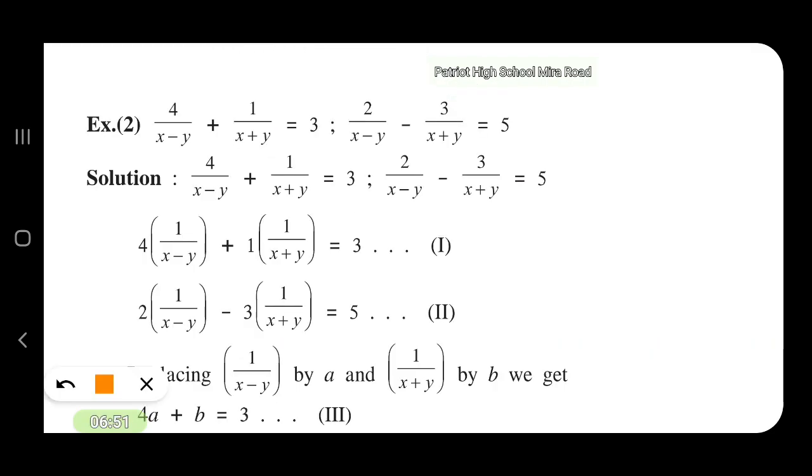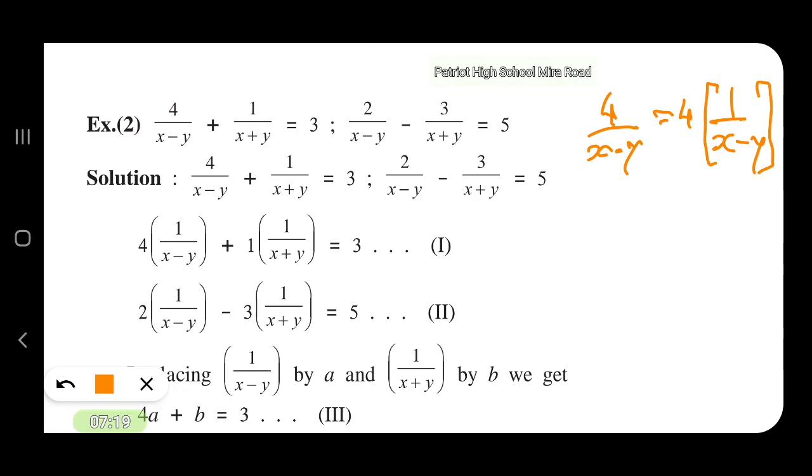Example 2. Here we have, for example, let us consider only the first term. It is 4 divided by x minus y, which can be rewritten as 4 multiplied by the bracket 1 upon x minus y. It is one and the same, because if we multiply 4 with 1 in the numerator, we have 4 in the numerator upon x minus y.